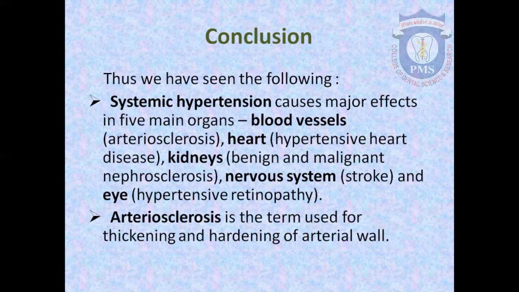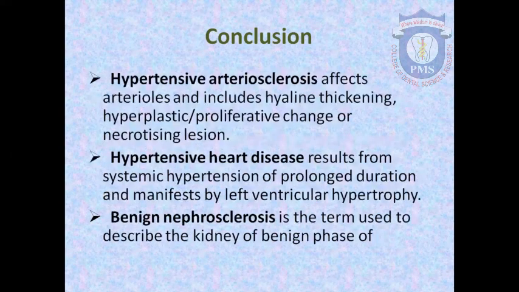Arteriosclerosis is a term used for thickening and hardening of the arterial wall. Hypertensive arteriosclerosis affects arterioles and includes hyaline thickening, hyperplastic proliferative change, or necrotizing lesion. Hypertensive heart disease results from systemic hypertension of prolonged duration and manifests by left ventricular hypertrophy.